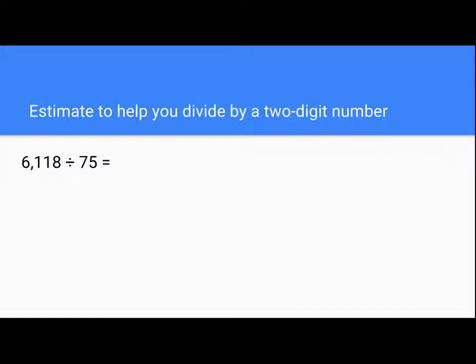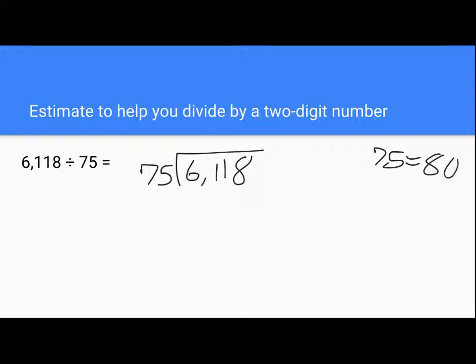All right, our last estimation that we are going to use to help us divide, 6,118 divided by 75. So let's put this inside of our house here, divided by 75. And 75, you know what? For me, I'm going to make it easier for myself. I'm going to round it up to 80.